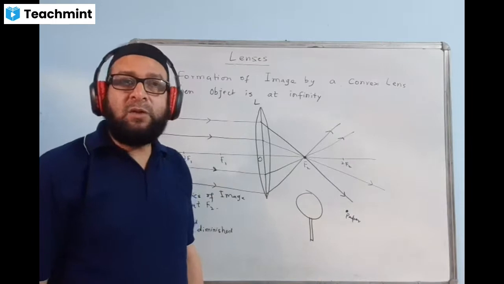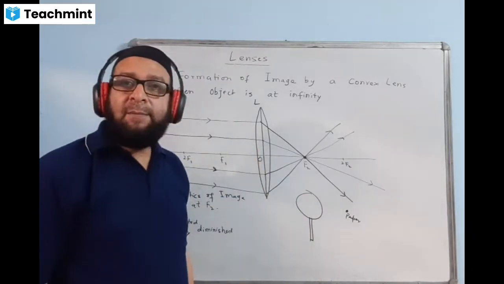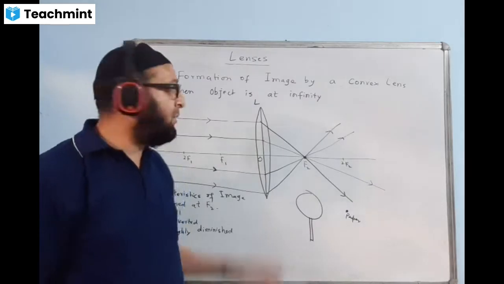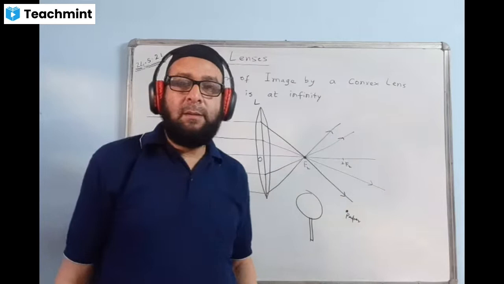So if the question asks to name the lens used as a burning glass, you say convex lens. If it asks to draw a diagram to show its action as a burning glass, then you draw this diagram. So we do this much for the day.